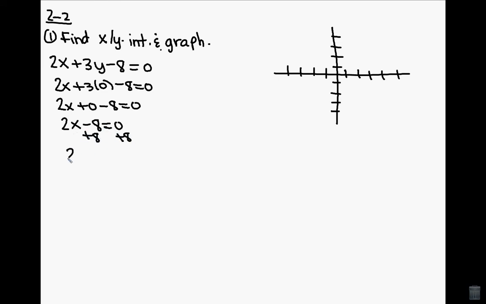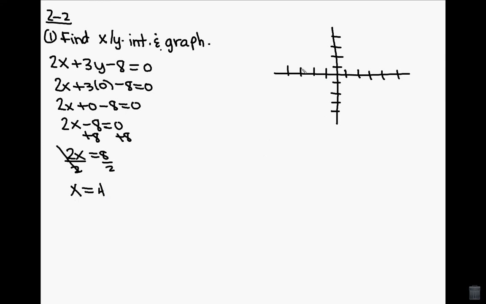This is stuff you should already know. So 2x equals 8. What's in the way of the x being alone? The 2. It's multiplying, so you need to divide. If you do it to one side, you do it to the other. So our x-intercept here is 4.